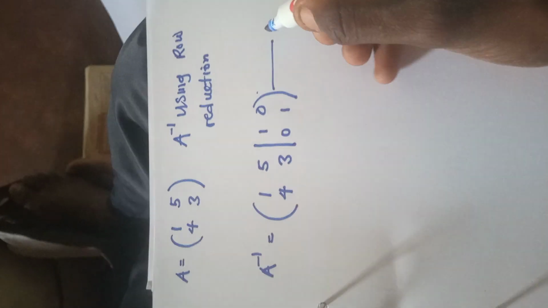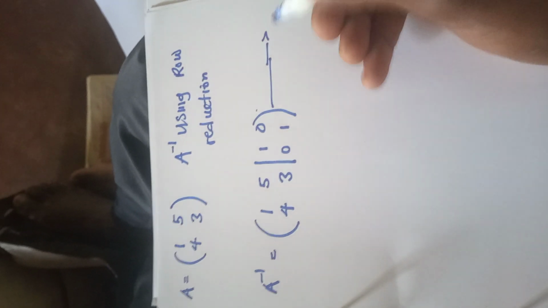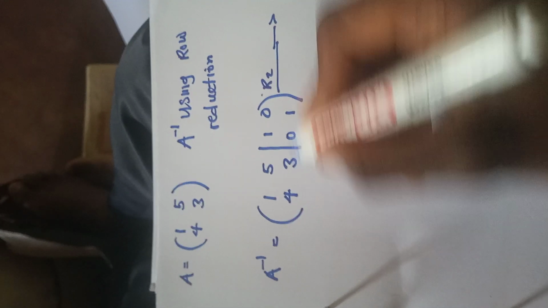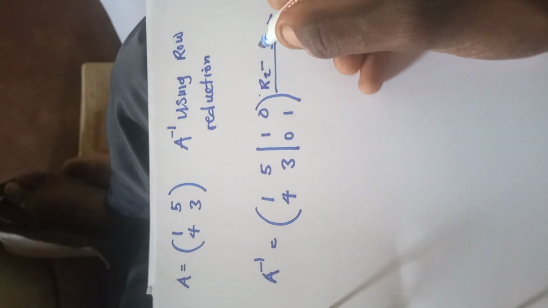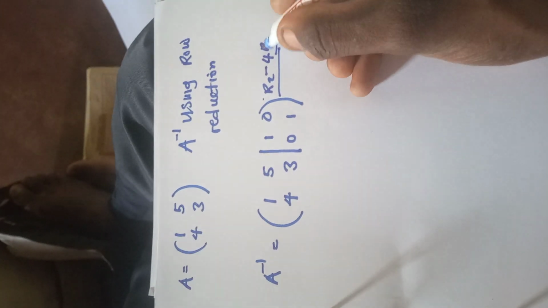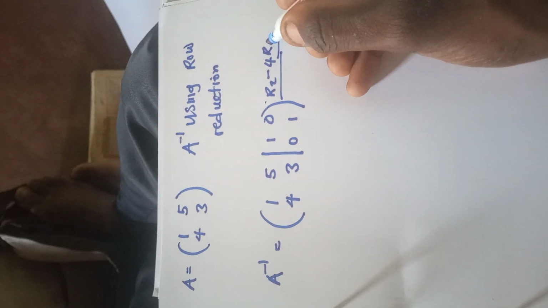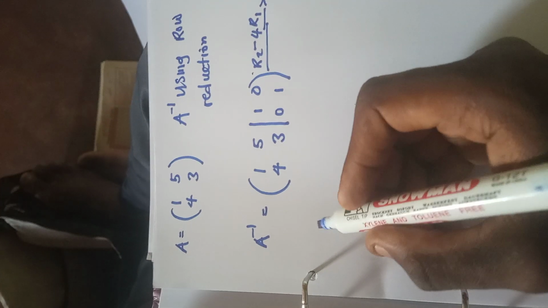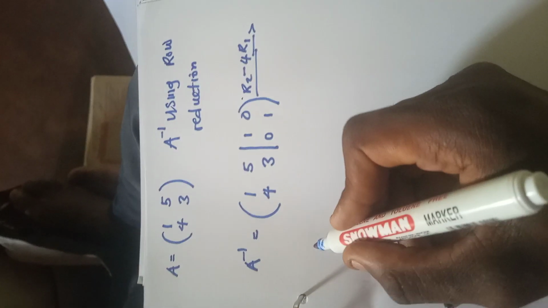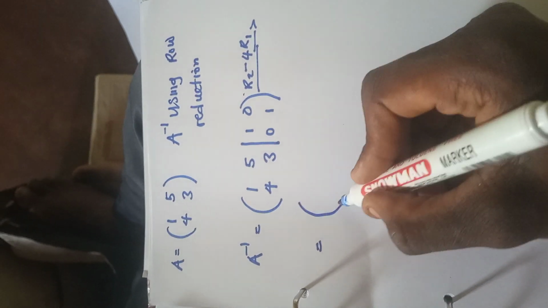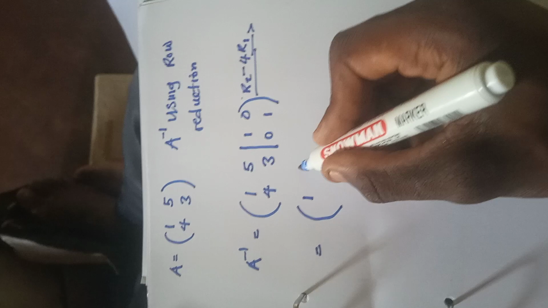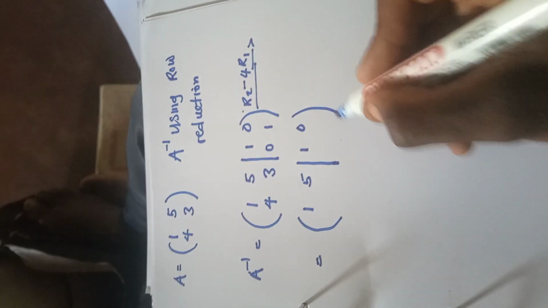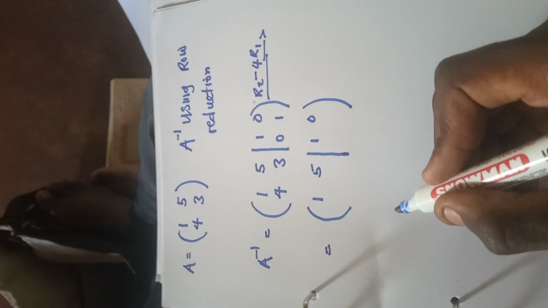So we'll say, using row reduction, I'll say row 2, then I'll say minus 4 row 1. We are operating on row 2. So here I'll open, I'll have 1 on top, 5. What is changing is row 2, 1, 0. I'll close like this. Then from there I'll subtract.